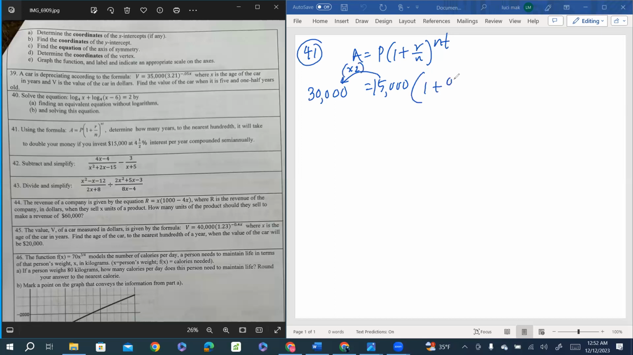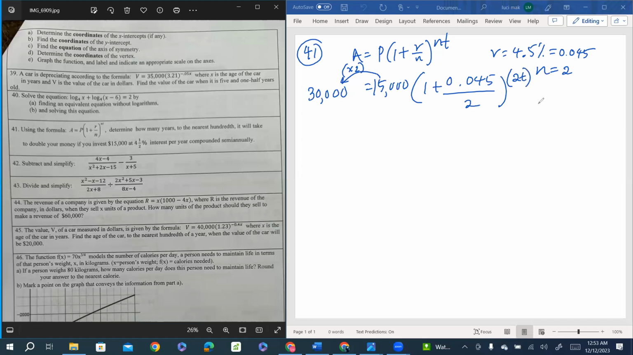1 plus R. R is how much? R is 4.5%. That's 0.045. So 0.045 over n. It says compounded semi-annually. Semi-annually means n is 2. So 2 to the power of n times t, which is 2t.